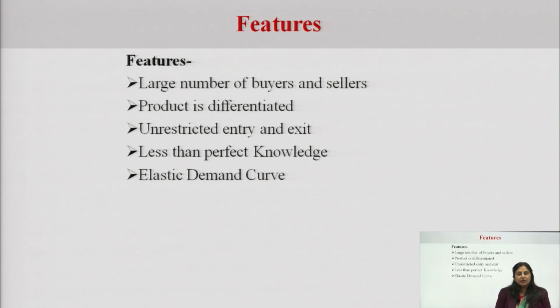Elastic demand curve. The demand curve is elastic, not perfectly elastic; elasticity is greater than 1, that is why the demand curve is flatter. Why? Because there are a large number of rivals in the industry, which means a large number of substitutes are available, like toothpaste or any product, like retailers. They are selling different products and charging different prices for their services, but we still have options to go for. So, as the number of sellers in the industry increases, the rivalry increases and the demand curve becomes more elastic.